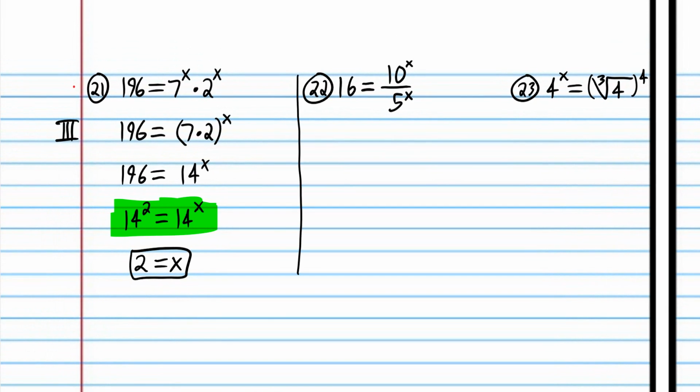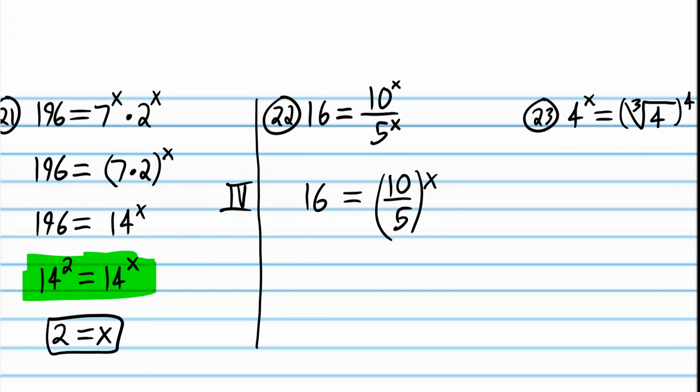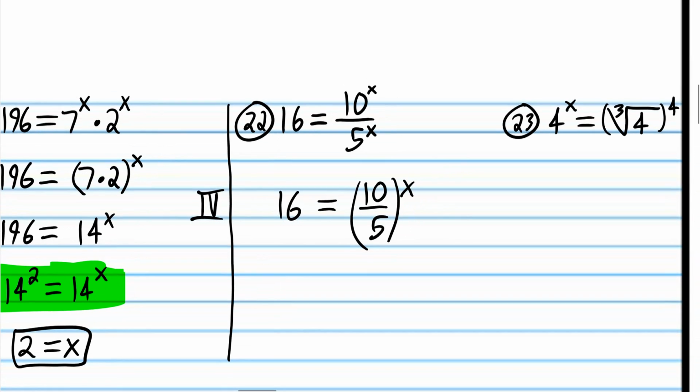Okay, let's try number 22. Now we're going to use rule number 4. That just becomes 10 over 5 all raised to the x power. Again, rule number 4 tells us if you're dividing two numbers and that fraction is raised to a power, then that's equal to the numerator raised to that power divided by the denominator raised to the same power. We're just going backwards now.